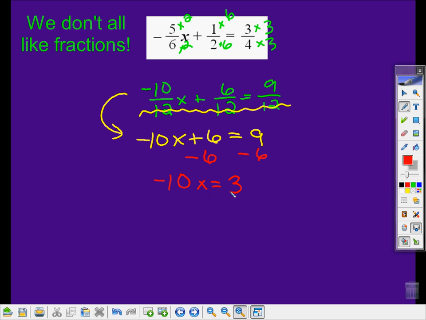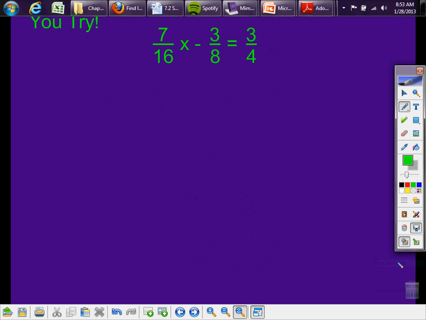And then what am I going to have to do, Olivia? Divide by negative 10. Exactly, I'm going to divide by negative 10. So x must equal negative 3 over 10, and you are done. Okay, so you try this one.